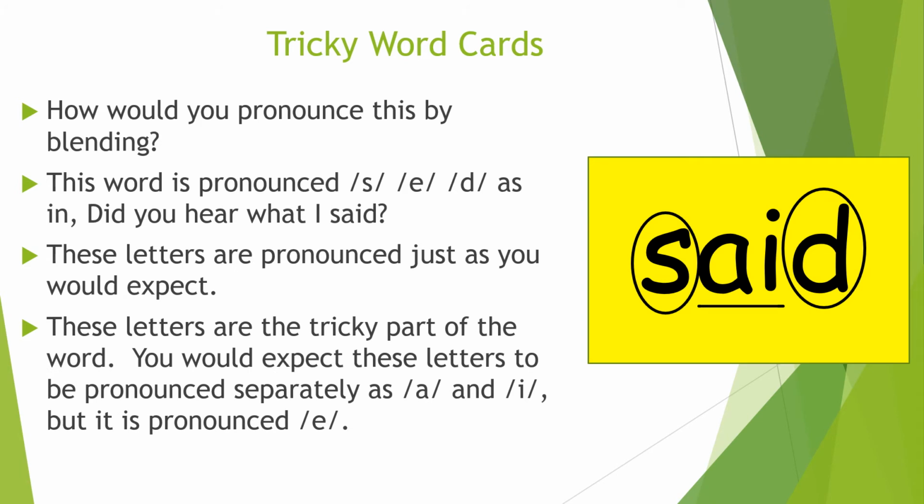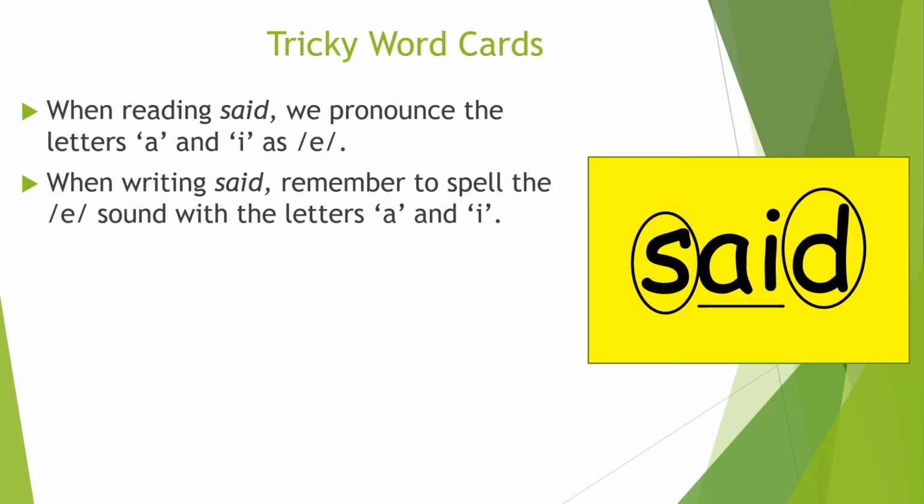You would expect these letters to be pronounced separately by saying a and I. But actually, since it's the tricky part of the word, it is pronounced eh. So the word is said. Say, said. When you are reading the word said, we pronounce the letters A and I with the eh sound. When writing the word said, remember to spell the eh sound with the letters A and I.